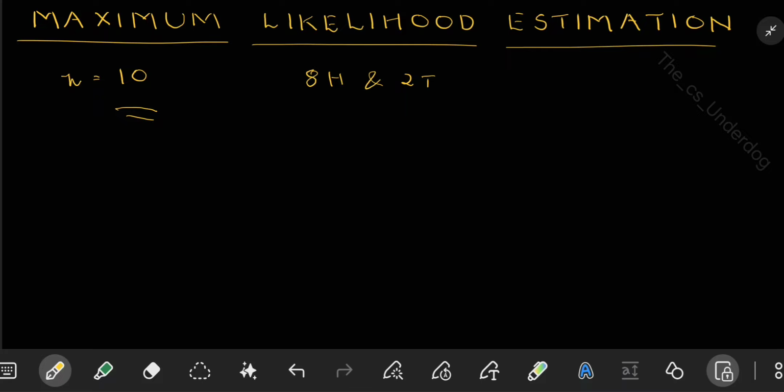Why am I saying this? Because in likelihood, data is fixed. You are going to find out the parameter. This is the main difference. Generally, the parameter will be fixed and you want to see the data. Here, your data is already fixed. I'm telling you, you did the experiment, you got 8 heads and 2 tails.